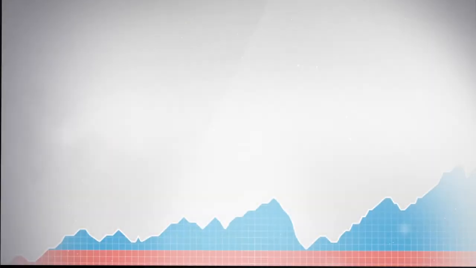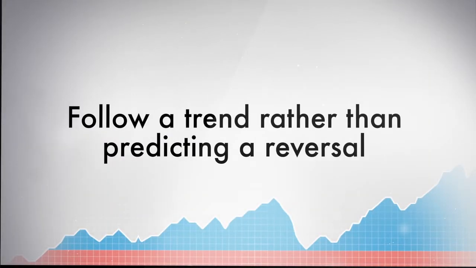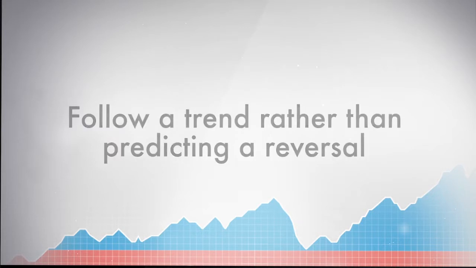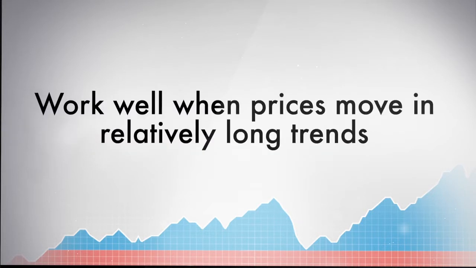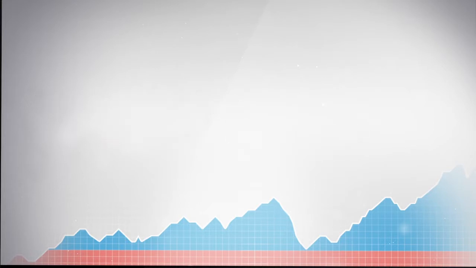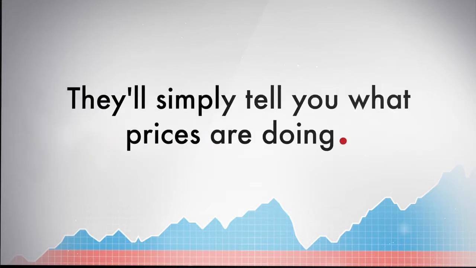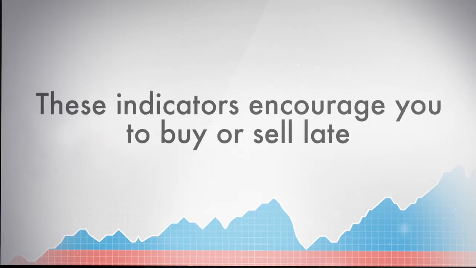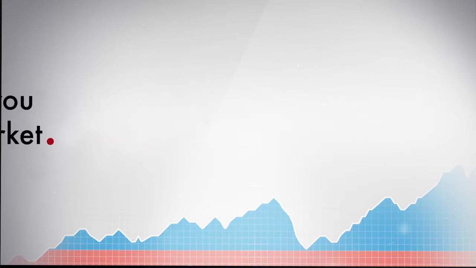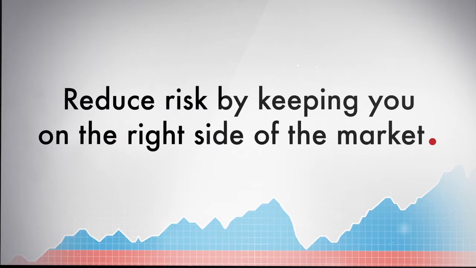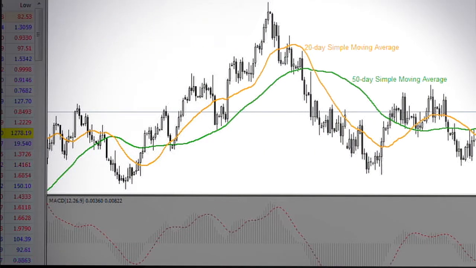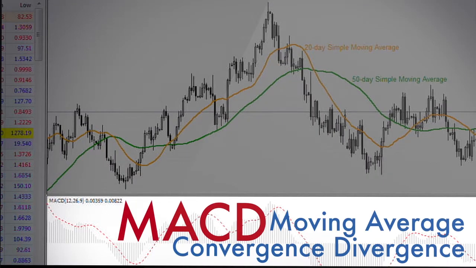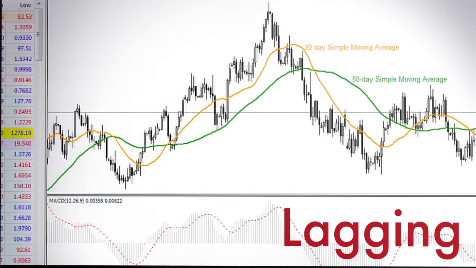Lagging indicators are used for trend determination and are the indicators that follow a trend rather than predicting a reversal. These indicators work well when prices move in relatively long trends. They don't warn you of upcoming changes in prices, they simply tell you what prices are doing, i.e. rising or falling. These trend-following indicators usually make you buy and sell late. However, in exchange for missing the early opportunities, these indicators greatly reduce risk by keeping you on the right side of the market. Moving averages and the MACD are a couple of examples of trend-following or lagging indicators.